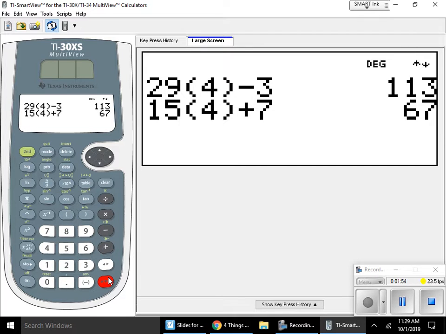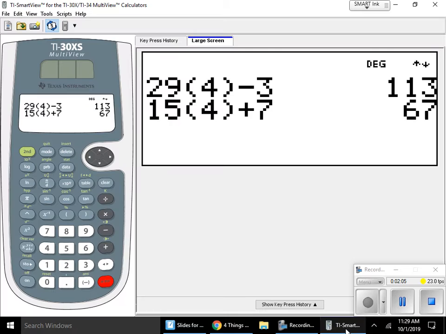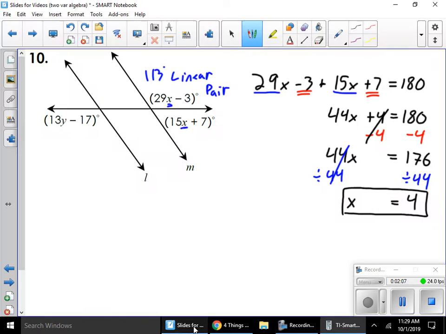Notice I didn't get two numbers that are equal, but I didn't expect numbers that are equal. Because I have a linear pair here, we expected numbers that are supplementary. So 113 for the top one and 67 degrees for the bottom one. Those two numbers will add up to 180.